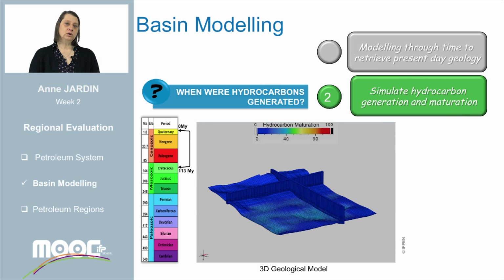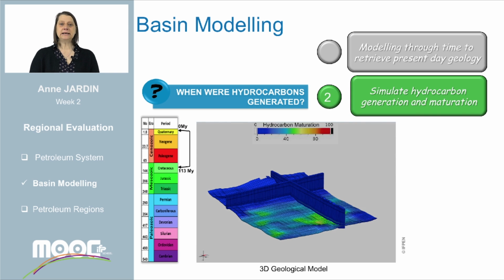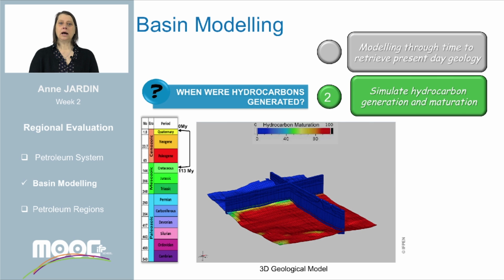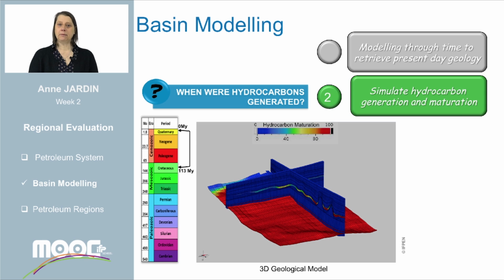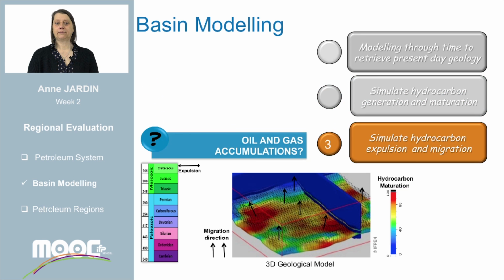Now, if we want to answer the second question, when was hydrocarbon generated, we proceed to the next step. Geologists can determine in which formation and at which geological period hydrocarbons were generated and became mature. In this example, the maturation of organic matter inside the source rock is displayed, and hydrocarbon maturation happened during the Cretaceous period.